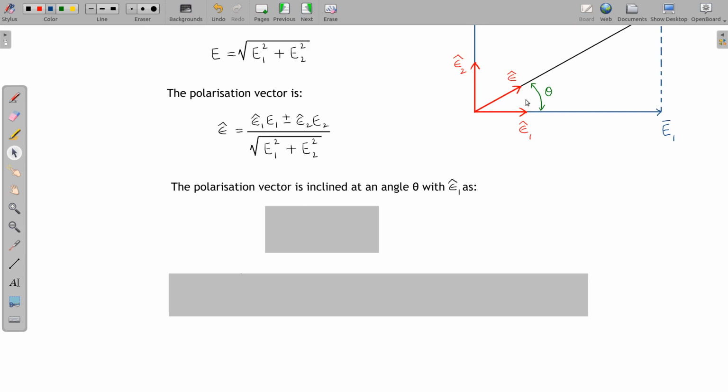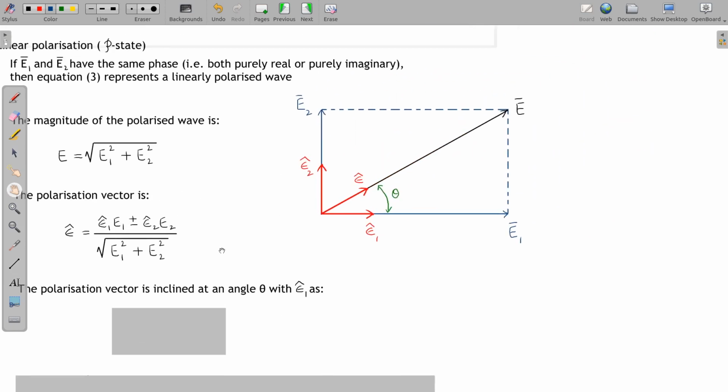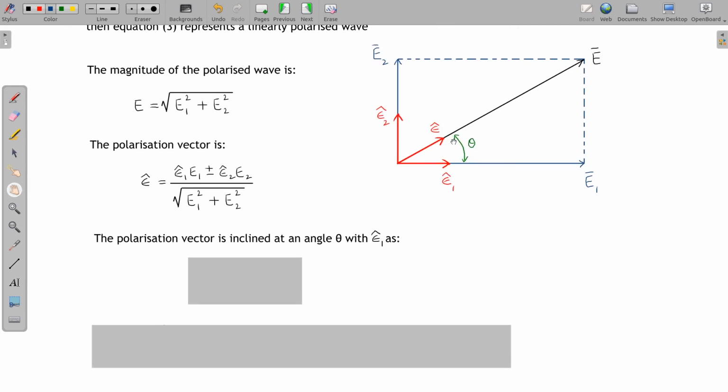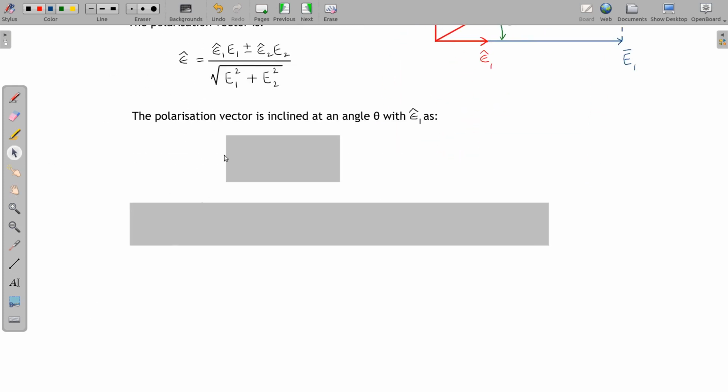Then the polarization vector is inclined. What angle does it make? Sometimes we are interested in this, because suppose I consider a polarizer which has a certain pass axis. If I align the pass axis, say along epsilon 1, then I would like to know the angle between the polarization vector and the pass axis of the polarizer. So it helps to know this angle of inclination. If we take epsilon 1 as the reference direction, then the angle of inclination is theta, and this theta is obtained using the inverse tangent of E2 by E1.